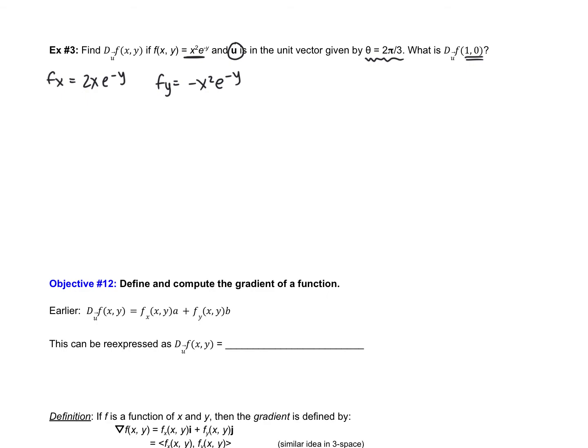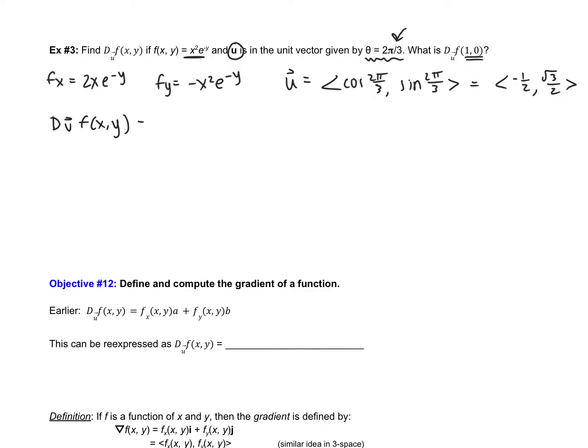So next thing that we're going to need is our unit vector. So we have our angle here. So that's going to be cosine of 2 pi over 3, comma sine of 2 pi over 3. So this is a throwback. Hopefully you can easily recall those values, which is negative 1/2 and root 3 over 2. So then our general directional derivative in the direction of u is going to be 2x e to the negative y times the x-coordinate of that unit vector, add negative x squared e to the negative y times root 3 over 2.